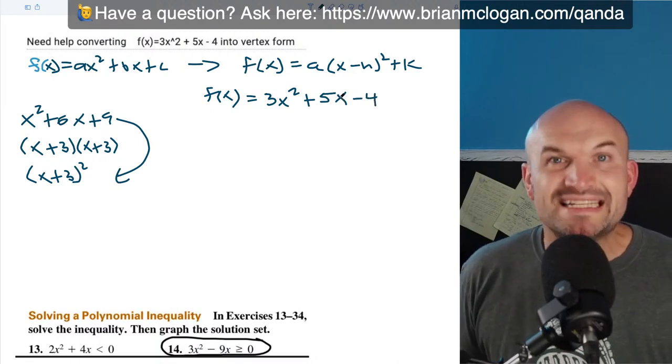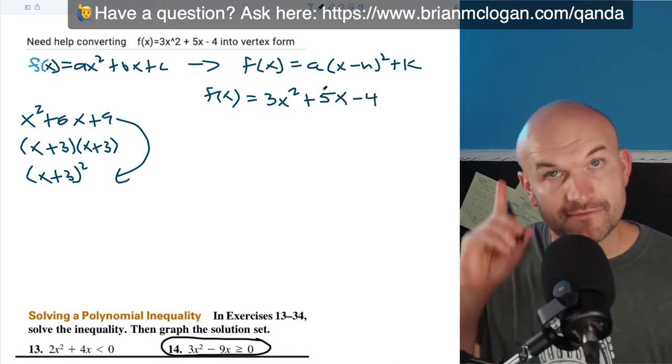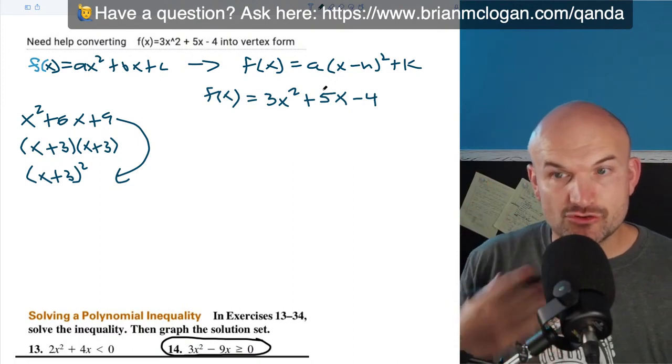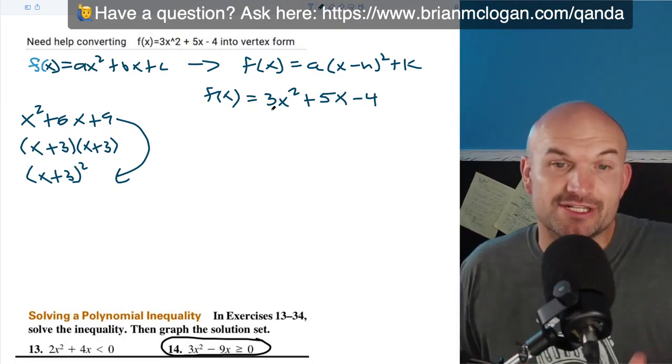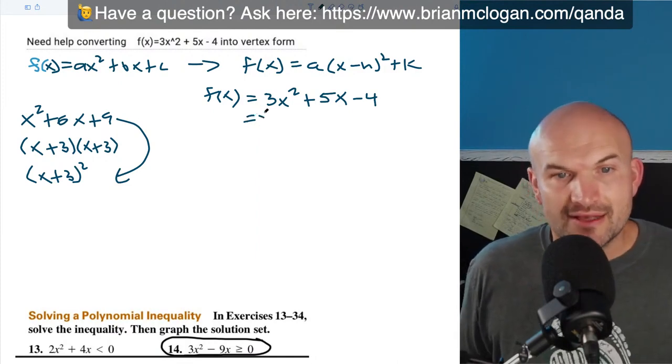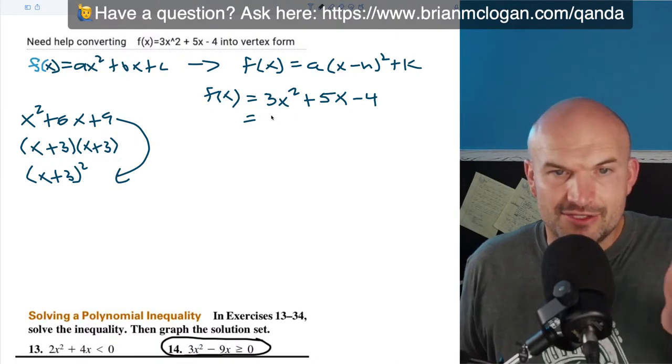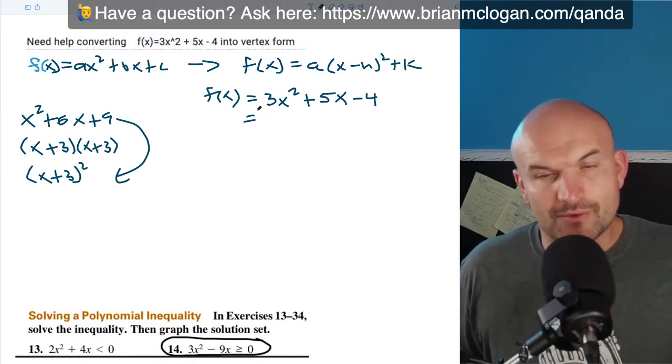Okay, so how do we create a perfect square trinomial? Well, the first thing we want to remember is when we're trying to create a perfect square trinomial, we cannot have a number in front of our x, right? So actually what we need to do is factor that number out. I'm assuming that's probably one of the reasons this problem gets kind of confusing, because there's a couple different ways to go about this.